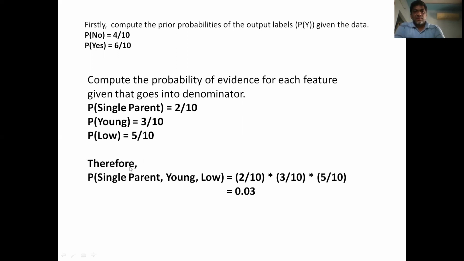And the denominator is always going to be the probability of these three features combined, that is the probability of single parent, young, and low, which is calculated as the product of the probability of single parent, the probability of young, and the probability of low. That is 2 by 10 times 3 by 10 times 5 by 10, which gives us a value of 0.03. So this is the probability of evidence that goes into the denominator of the naive Bayes classifier rule.